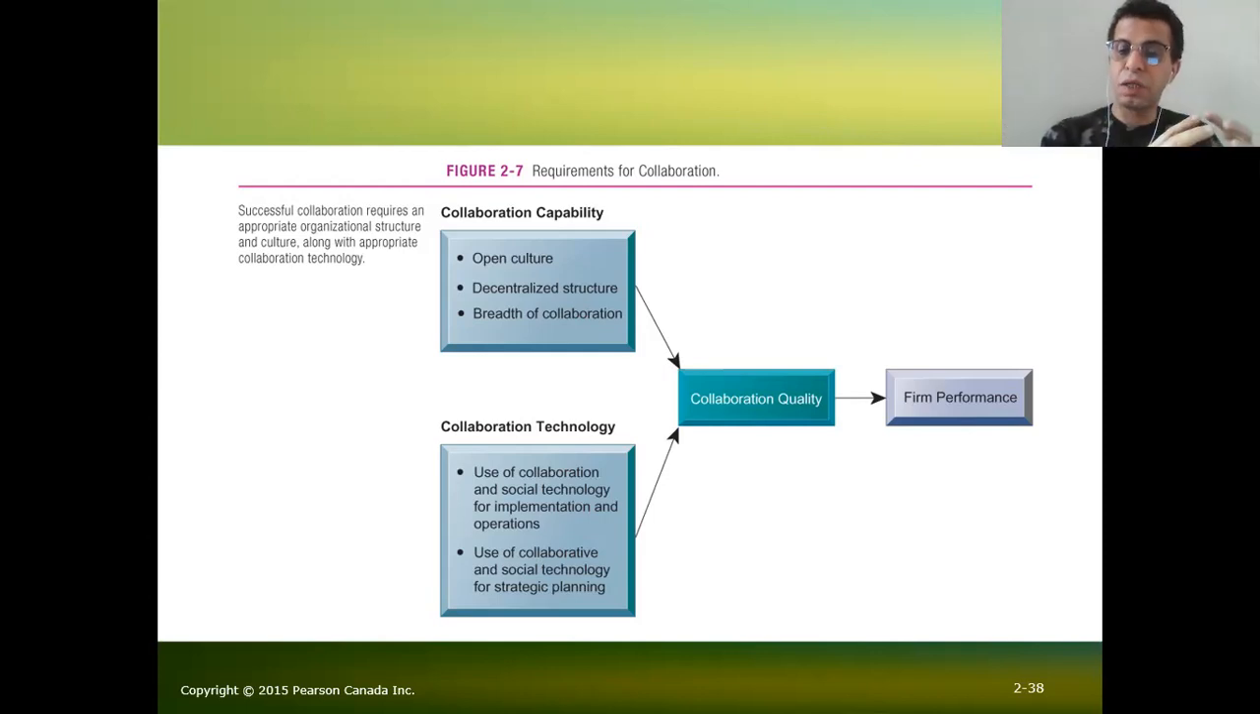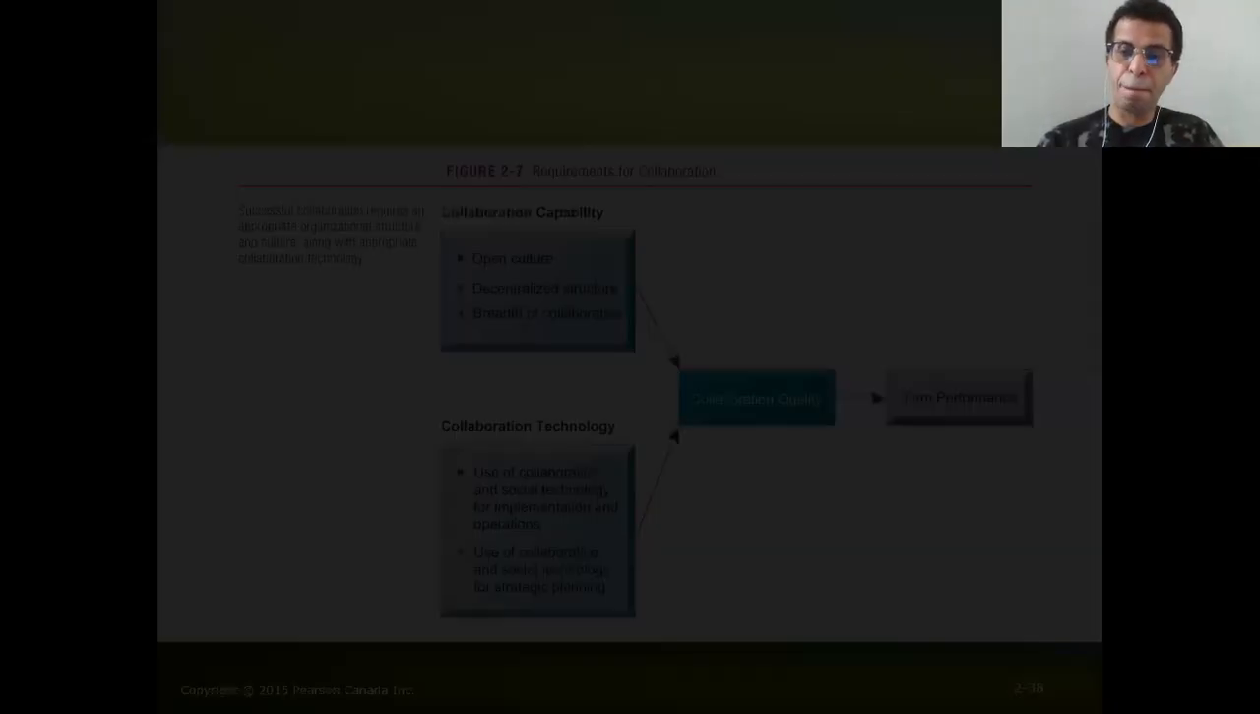You might have all the technology, but not an open culture. Or you might have an open culture, but no technology to communicate with. So both have to come together hand in hand: the collaboration capabilities and the collaboration technology.